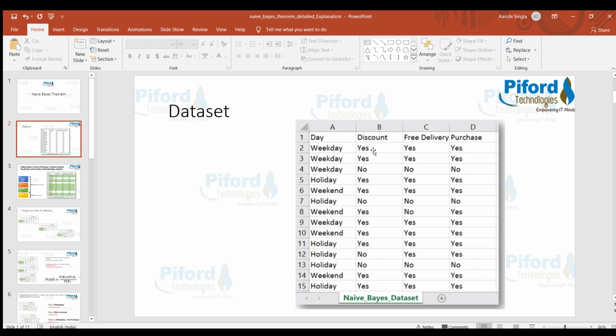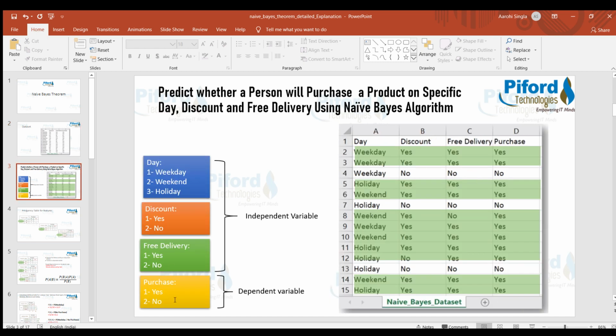right? So in this data set, we have four columns: day, discount, free delivery, and purchase. What we want to do is, on the basis of day, discount and free delivery options, predict whether the customer will purchase the items or not. In the day column, we have three kinds of data: weekday, weekend, and holiday. In this column, you'll get three different values.